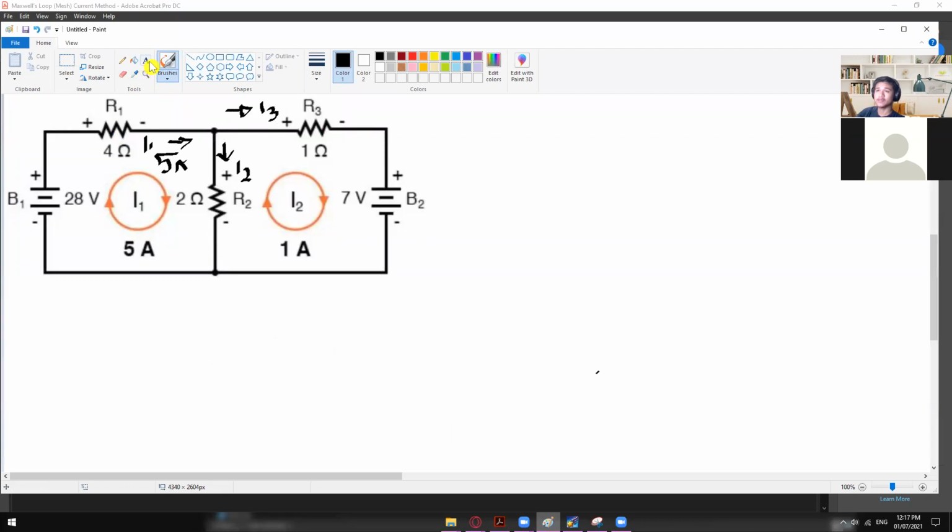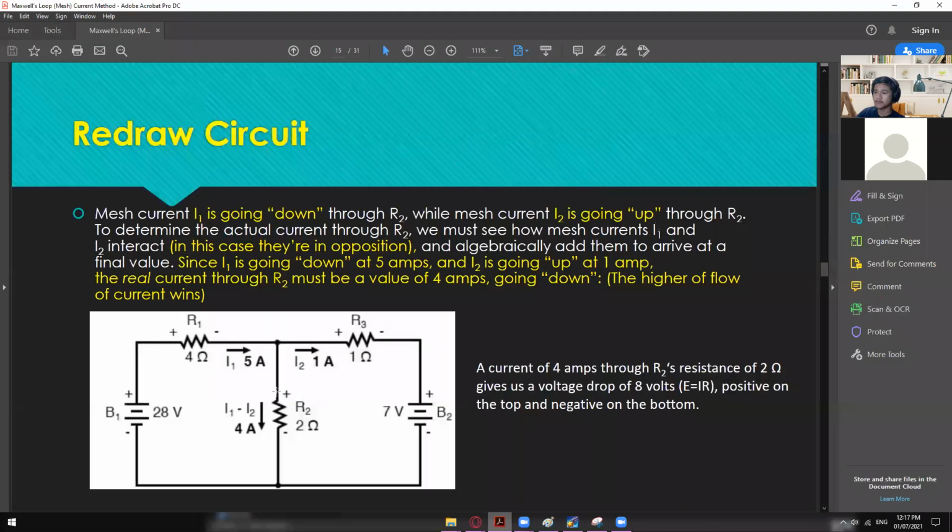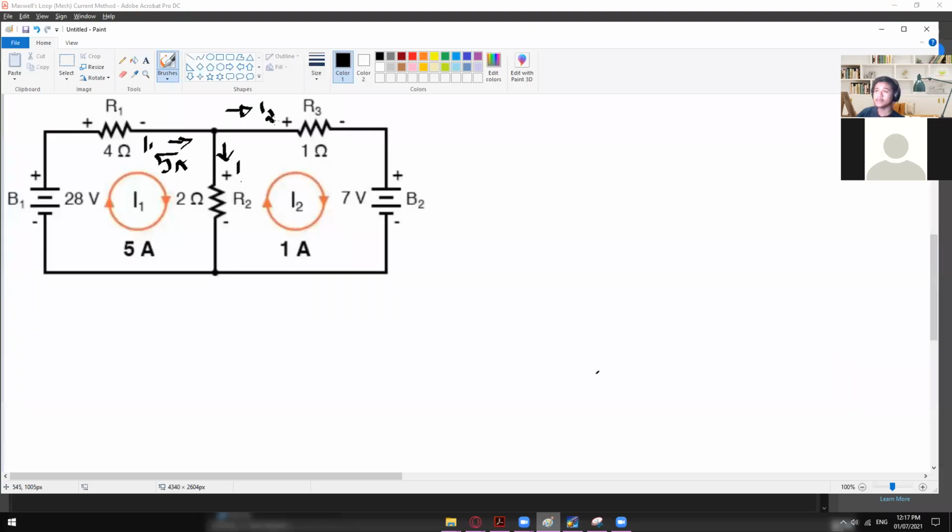So to avoid that, let me just put here I sub 2, and then this one will become the I sub 3, just to make that the same with whatever we have in redrawing the circuit. So this one is your I2, which is already 1 amp, and then this is your I3, that will flow on the R sub 2.